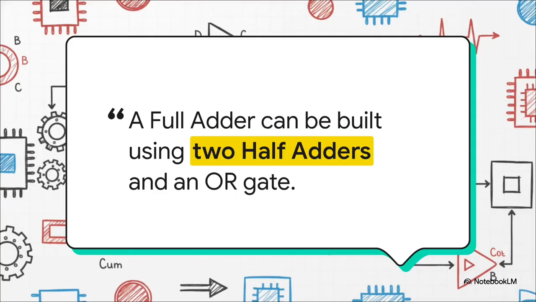And here's the truly elegant part. You don't have to throw away our old half adder. In fact, our flawed little component is the main building block for its own, more powerful successor. And this just brilliantly shows a core idea in digital design, building complex systems out of simpler parts.